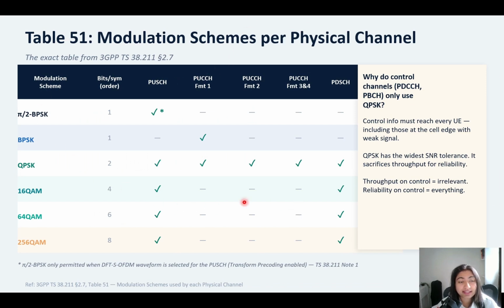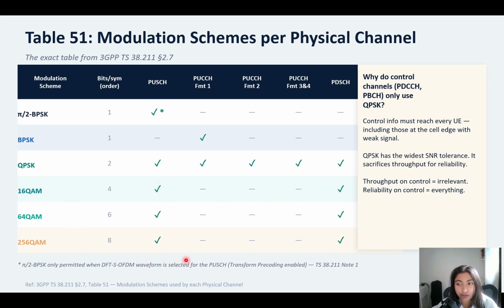This table is the core of the 3GPP 38.211 section 5.1 (modulation mapper). It maps every modulation scheme to every physical channel. The first thing to notice is that QPSK is the only scheme that appears across all the physical channels. PUSCH, PUCCH and PDSCH all use QPSK. QPSK is the baseline. Every channel must be able to use it.